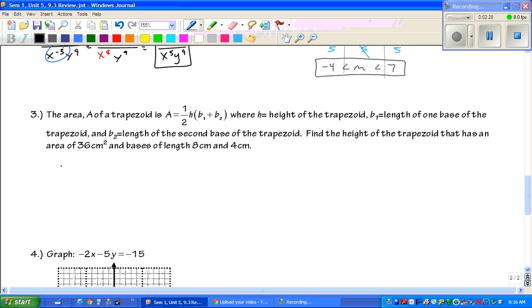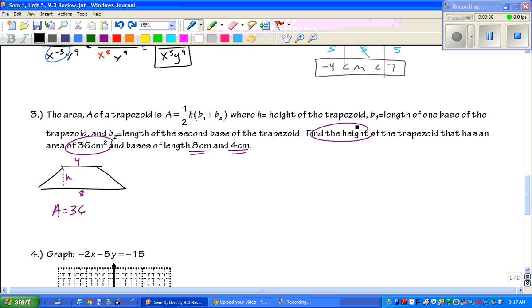All right, area of a trapezoid. So I'm going to draw my picture. And let's look for some information. So it's saying once again to find the height. So that's my variable. My area is 36, 8, and 4. Now, does it really matter which one goes on the top and which one goes on the bottom? Not really, but 4 is the shorter number, the smaller number, so that should go on the top.